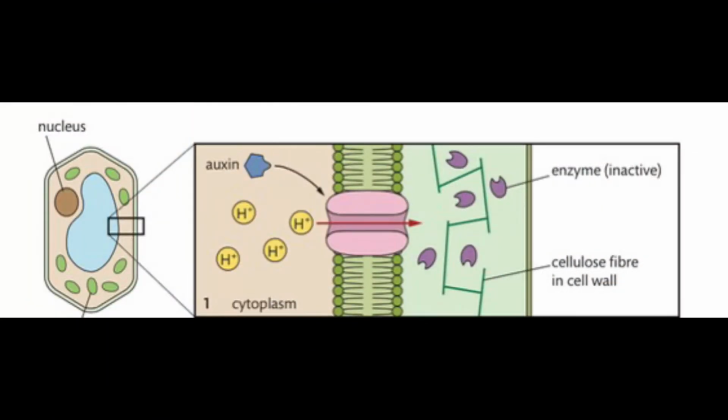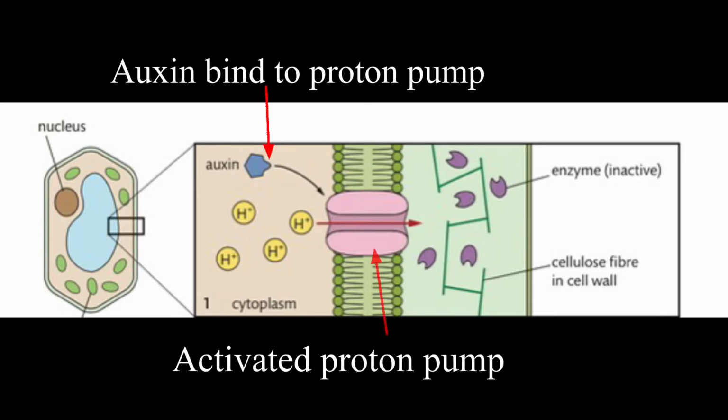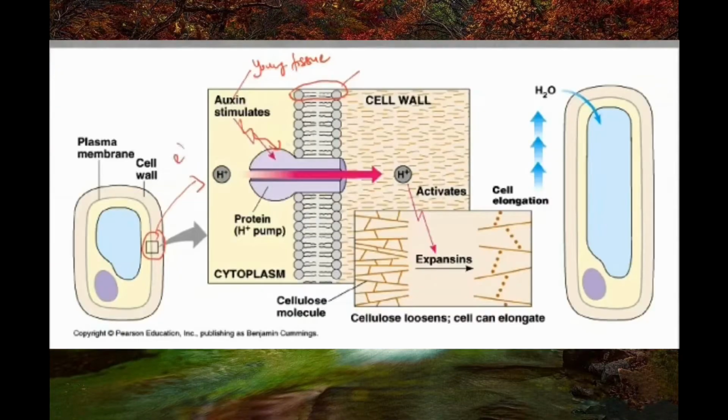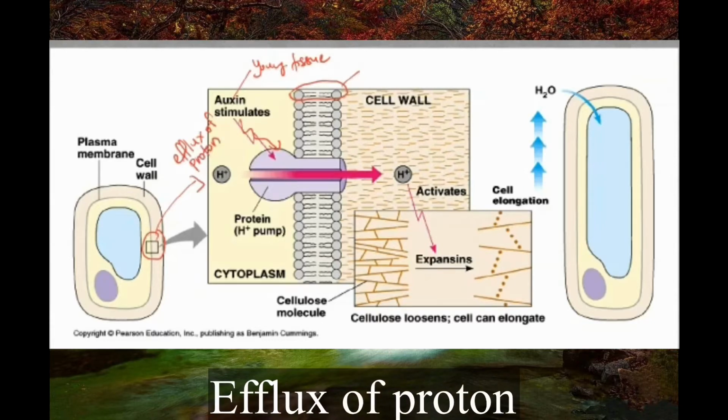When auxin is present, the plant's cell walls are able to stretch. This is because auxin will move inside the cytoplasm of a plant cell and bind in order to activate a proton pump. Auxin will promote the expansion of the cell wall by first promoting the efflux of protons. The activated proton pumps move protons out of the cytoplasm and into the cell wall.